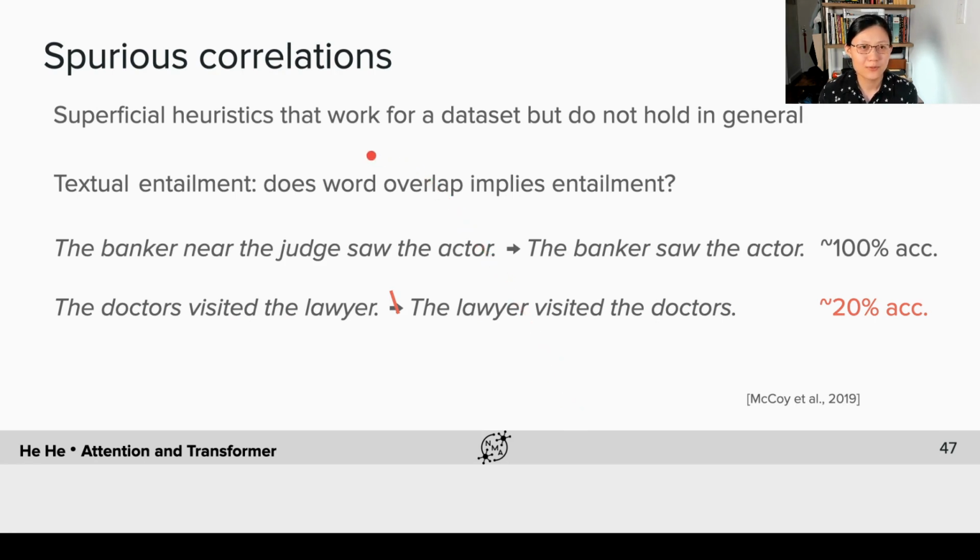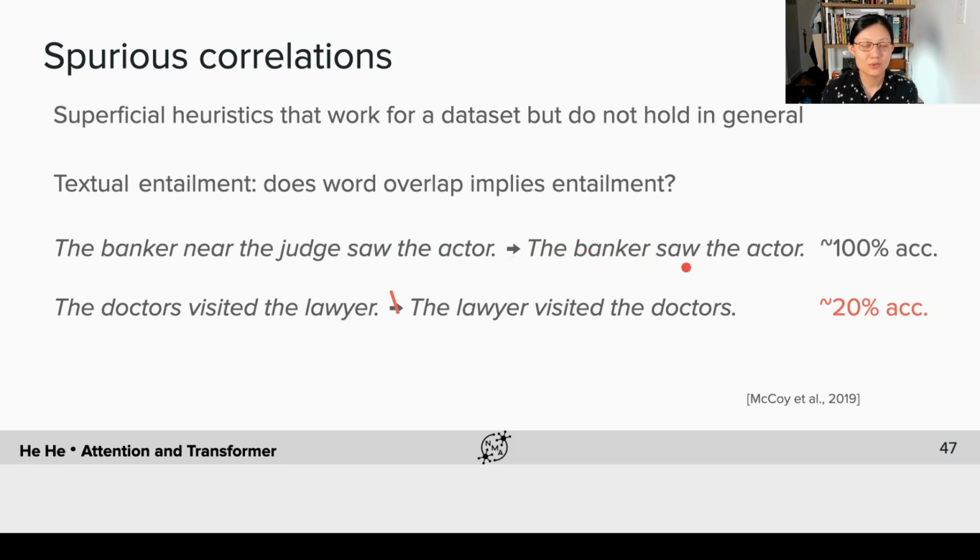Another type of error is due to spurious correlations, which means that there are some superficial heuristics that work for a specific dataset and allow the model to achieve high performance, but these heuristics do not hold in general. Let's consider this example of textual entailment, where the task is to predict whether the premise sentence, such as "the banker near the judge saw the doctor," entails a hypothesis sentence, like "the banker saw the actor." So in this case, it's an entailment relation.